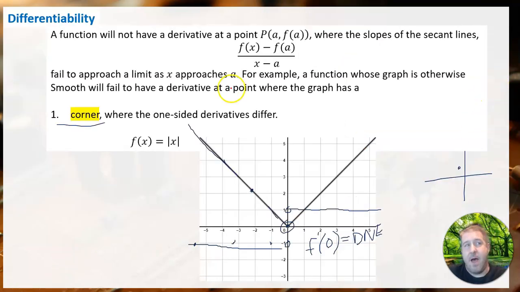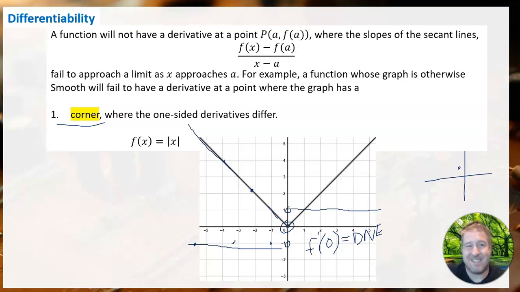All right. Now, talking about differentiability. When is a function differentiable? Well, there's three main ways that a function isn't differentiable. There are corners, cusps, and vertical tangent lines. Now, why is that? Slopes have to change gradually.